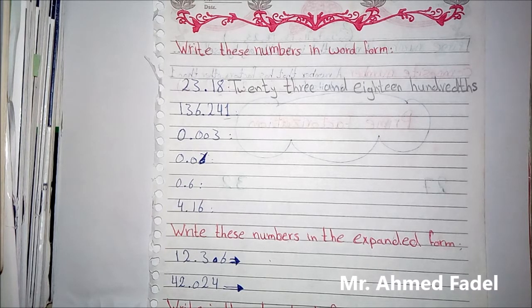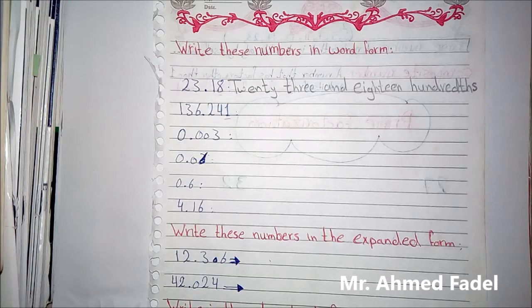Then we have here 4.16. Who's gonna answer this question? And one of the girls just kept saying me, and Mr. Ahmed chose her, and it is Hagar. Hagar said 4.16. It is 4, and the point in the word form is and, so it's 4 and 16 hundredths. Why? Because the place value of the last digit here is the hundredths. So it's 4 and 16 hundredths.